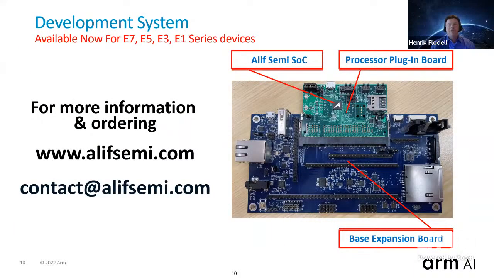This is available now. We have been sampling our devices to the market for the better part of a year. The entire range, the E7, the E5, the E3, and the E1 is available on evaluation boards. This is the same evaluation board, by the way, that will be used in the demo that you will see.